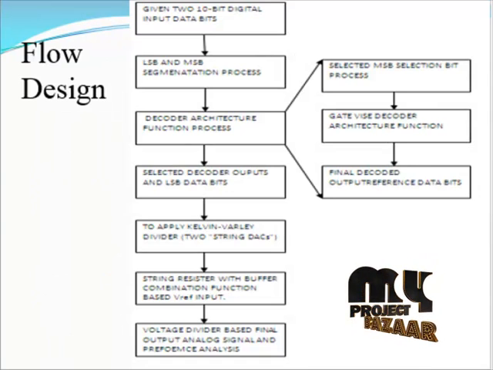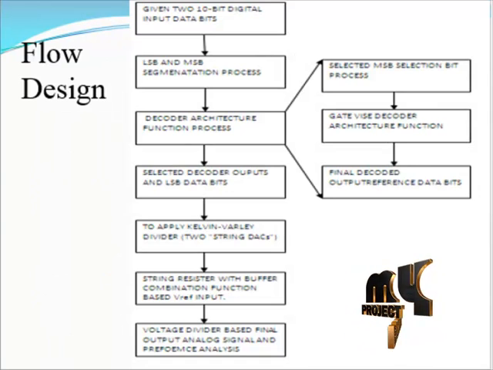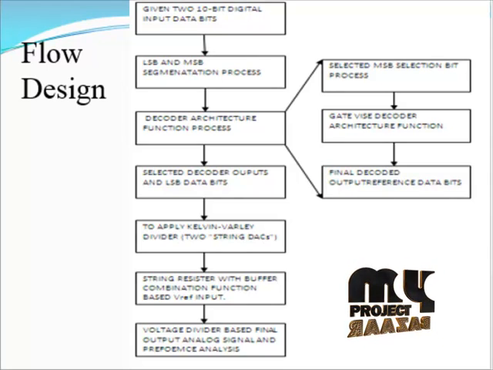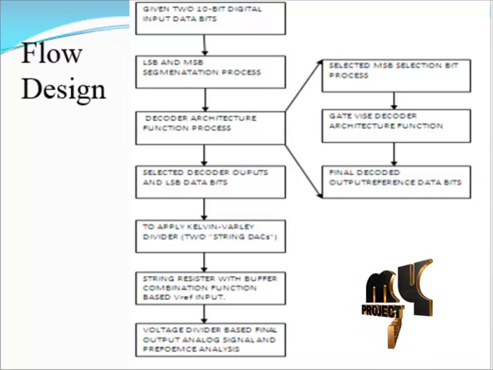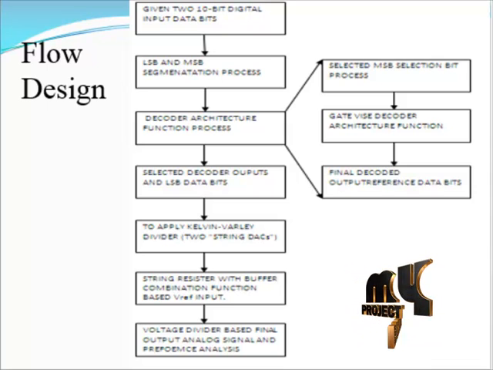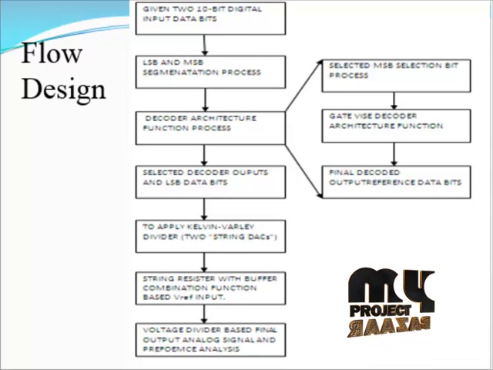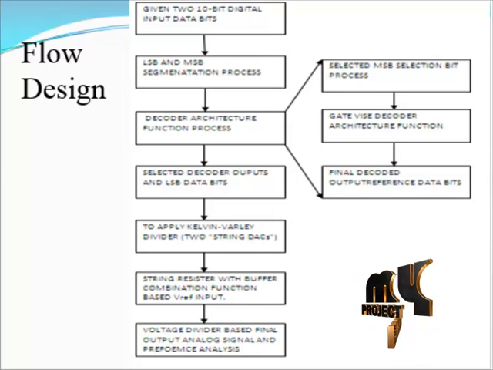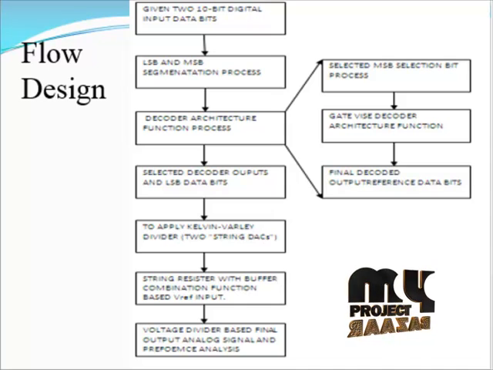Now we are going to discuss our product flow diagram. We are giving 10-bit digital input data, and the digital to analog converter is determined according to the resolution of the resistor DAC and DAC embedded amplifiers. Then we consider the LSB and MSB segmentation process. In the segmentation process we consider the DAC embedded amplifiers.